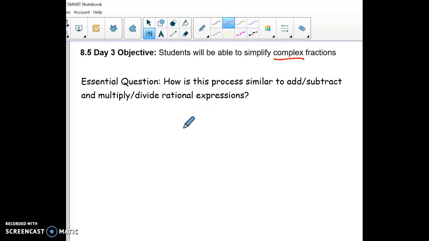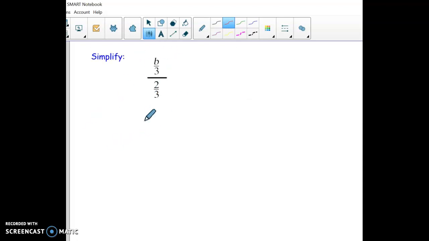So really, there's not a lot for any directions. We're just going to do sample problems. Okay, so if you want to copy down the first one, here's a complex fraction because we have a fraction inside of a fraction.